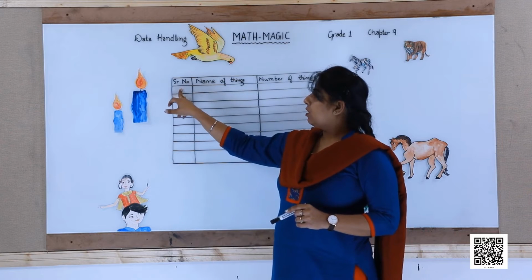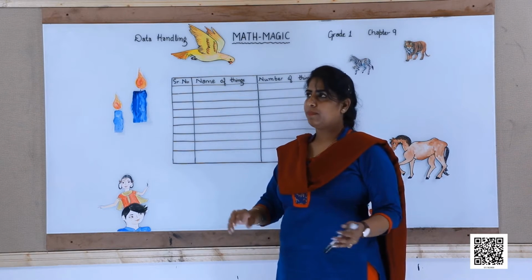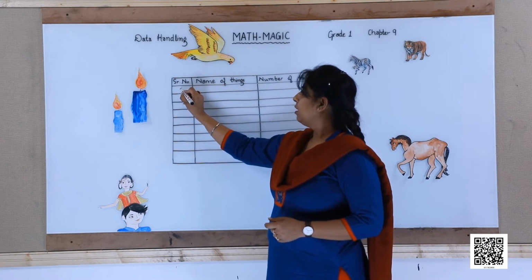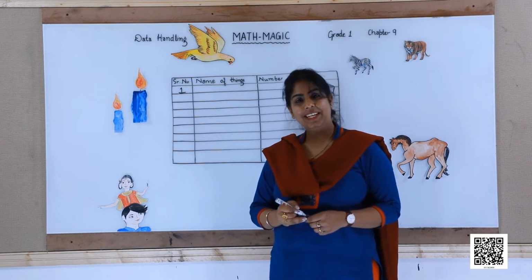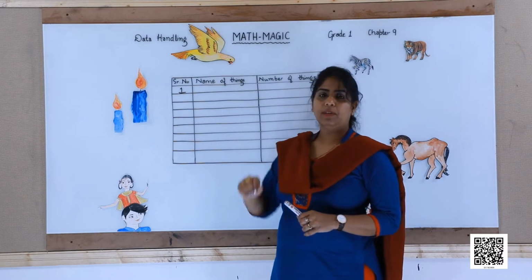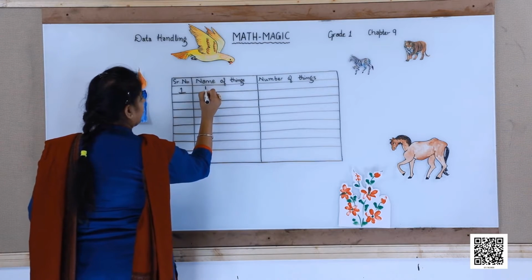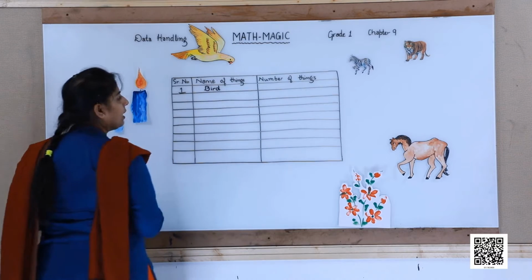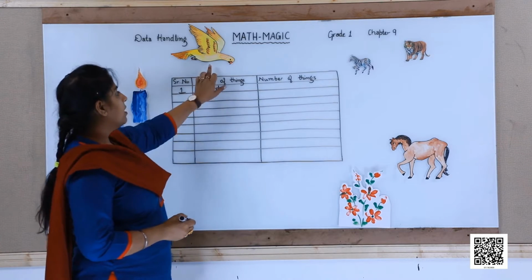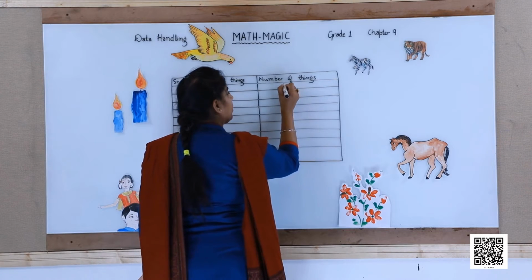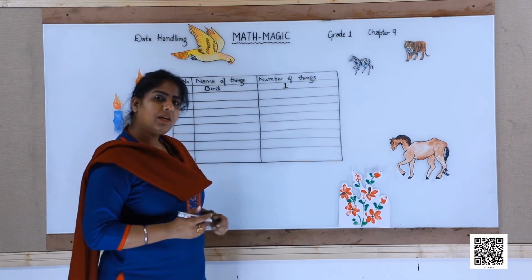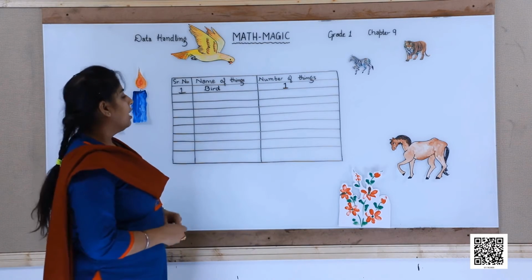So, your serial number would be the number of the thing. When you count the first thing, you will write number 1 here in the serial number, right? And whatever things you count, you will name them. Suppose I talk of the bird first. How many birds are there? I'll write the name of the thing here would be bird, right? So how many birds do you see on this whole whiteboard? Yes, there is one bird. So how many number of things will we write? 1. Bird is the name of the thing and 1 is the number of things. This is so simple.